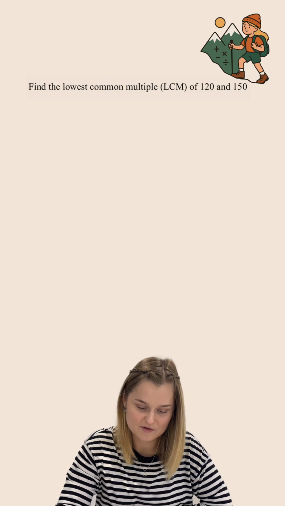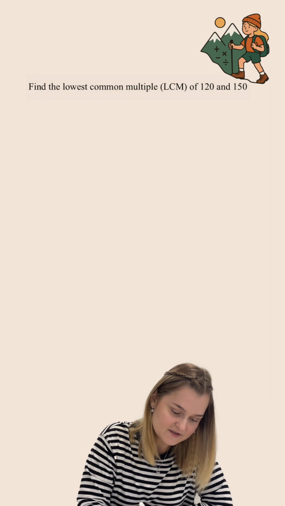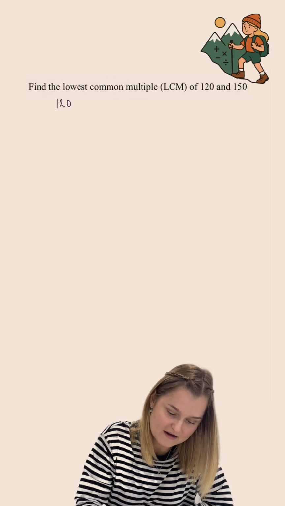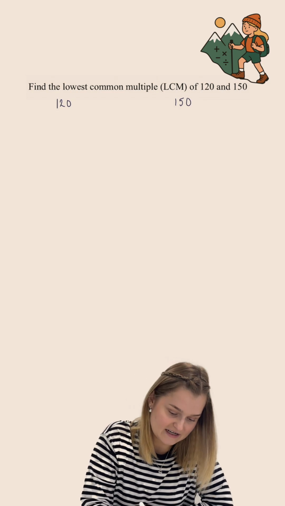Find the lowest common multiple of 120 and 150. Now to do this, I'm going to start off by doing the prime factorisation for both of these numbers. And to do that, I'm going to use a factor tree.